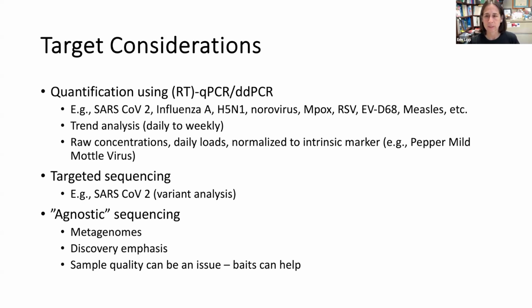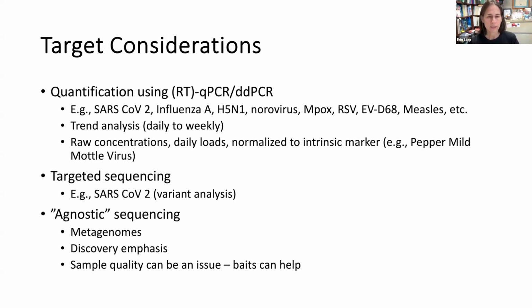One that's typically used is the pepper mild mottle virus. So this is an RNA virus that infects peppers and is one of the most commonly found viruses in human wastewater. So it passes through our system. It's just part of what we eat. It's very common, but it has been robust as an intrinsic marker for human population. So a lot of times when we see these dashboards and trackers, it's unitless information, but it's easy to see the trends in terms of what's going on.